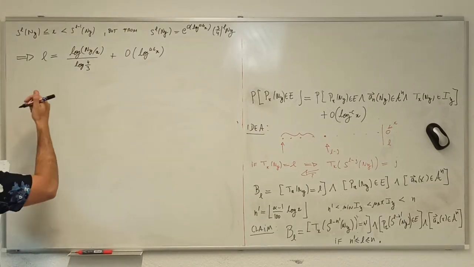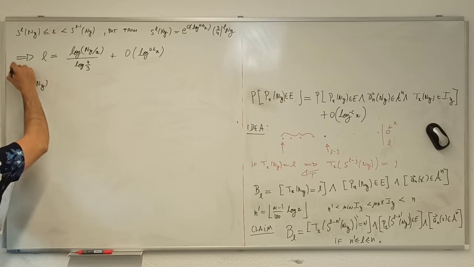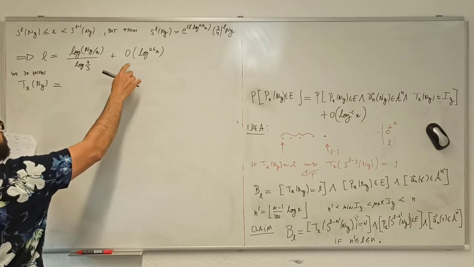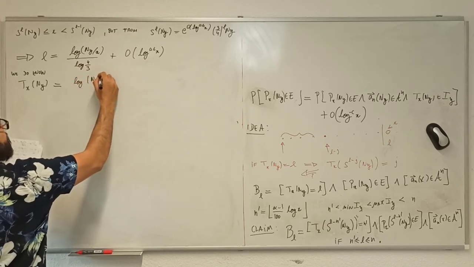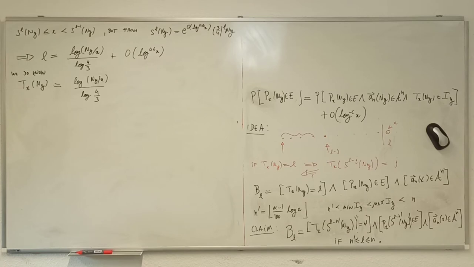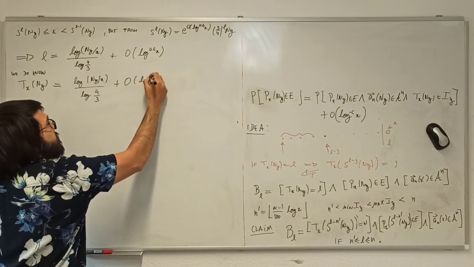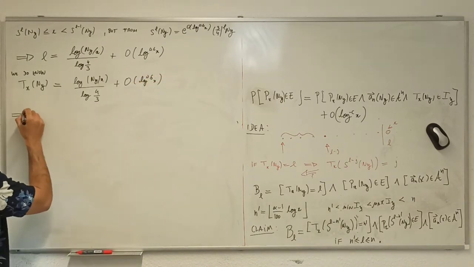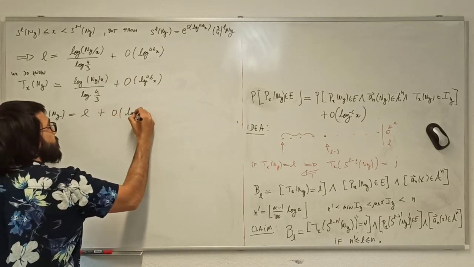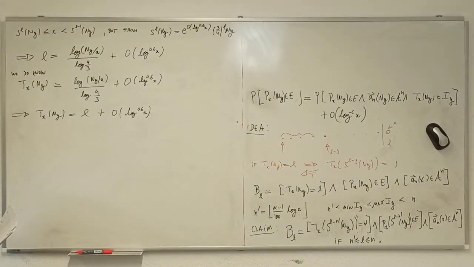So that happens, but we do know that T_x(n_y) equals the same asymptotic bound. We did this calculation before. Plus O of 0.6x. So that implies that T_x(n_y) equals L plus that O. Of course, I want to show that T_x(n_y) equals L. That would finish the thing.